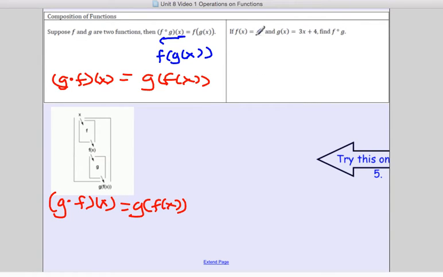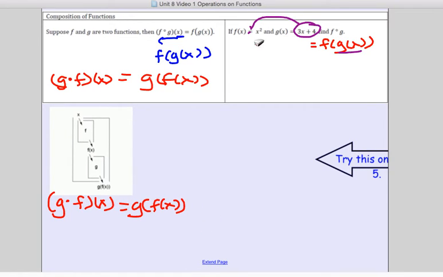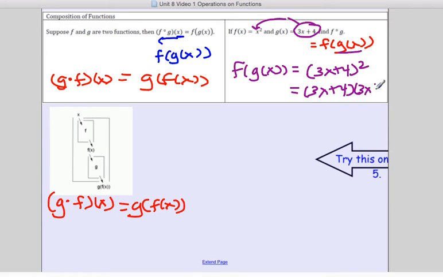So this one says we have f of x, here's g of x, find f of g, which is really f of g of x. I am going to take g of x and plug it into f of x. Okay, so wherever there's an x, I plug it in. So we would have f of g of x is equal to, this plugged into here, it's 3x plus 4 squared, which is really 3x plus 4 times 3x plus 4.